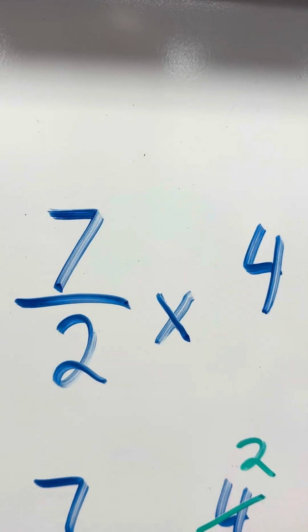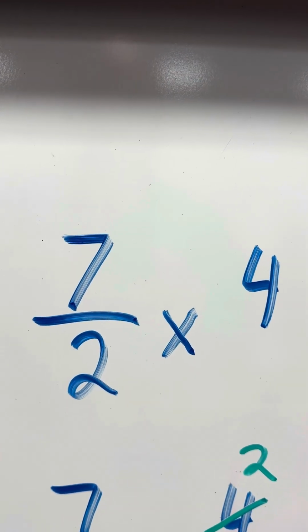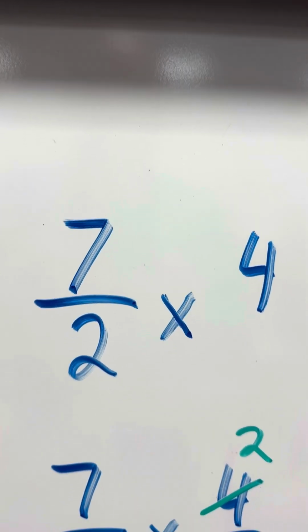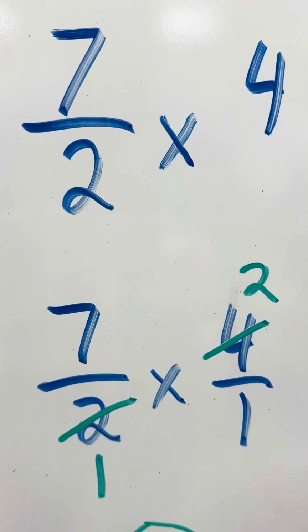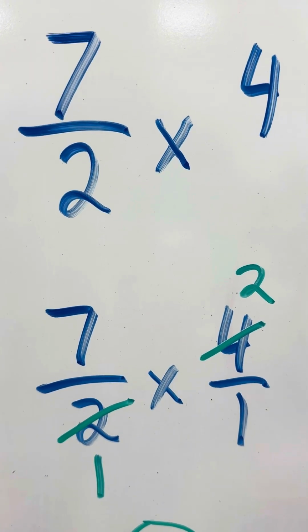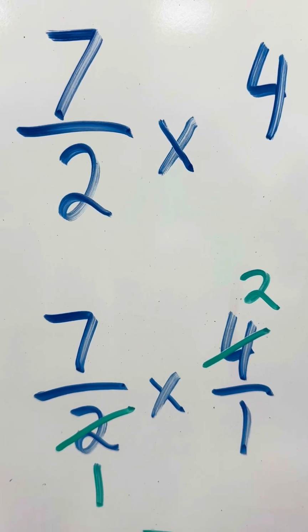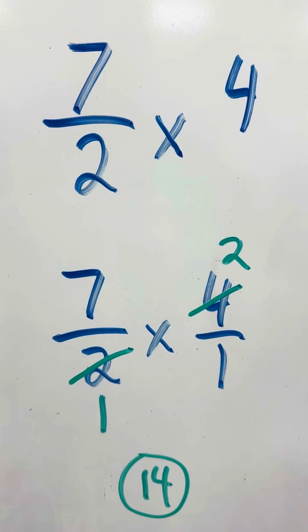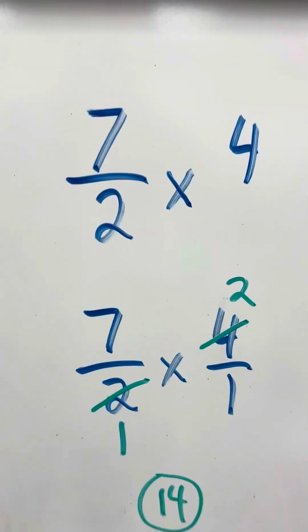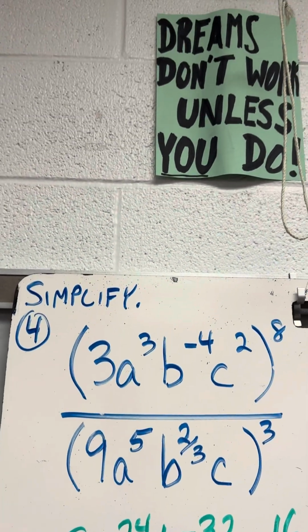And while we're at it, I'm going to have you remember this. 7 over 2 times 4. That's the same as 7 over 2 times 4 over 1. The 2 and the 4 cancel. 2 goes into 2 once, 2 goes into 4 twice. And then 7 times 2 is 14. Okay, remember that. So, look at this ugly looking problem.